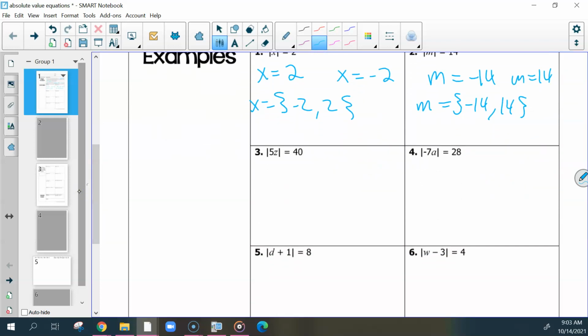So for number 3, again, there's nothing outside of the absolute value sign. So we're isolated already. We're going to set the inside equal to a positive and a negative 40. Here we have to solve because we don't have just z by itself, so we have to divide both of these by 5. And then write as a solution set.